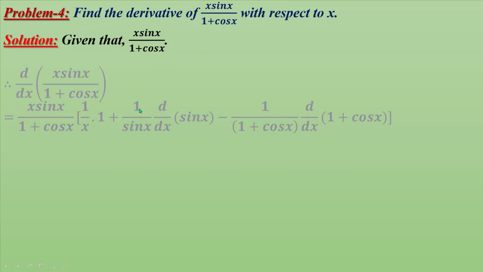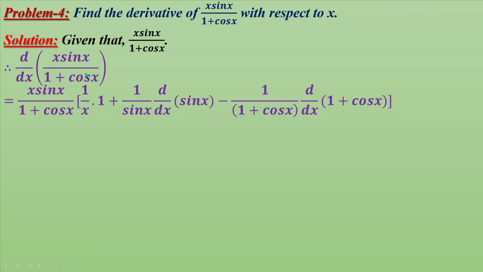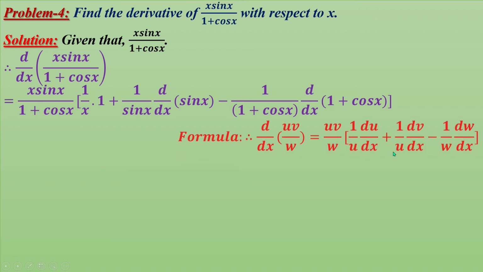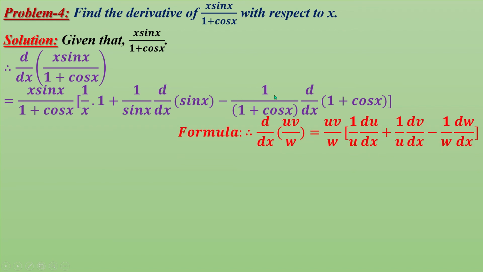The given condition. Therefore the derivative of this equals, you can write this, that means u v divided by w. Here u means x, v means sin x, w means 1 plus cos x. u v divided by w into 1 divided by u into 1 plus 1 divided by v, v means sin x, d/dx sin x, minus 1 divided by w d/dx w, w means 1 plus cos x. That means this formula is used here. Now calculate, you will get the result.